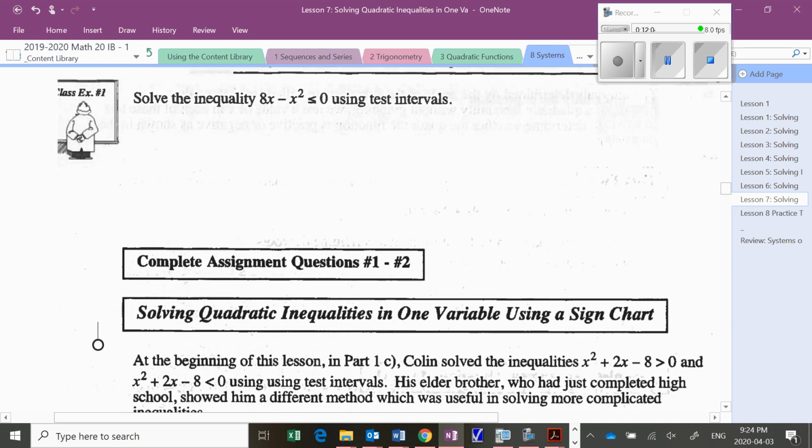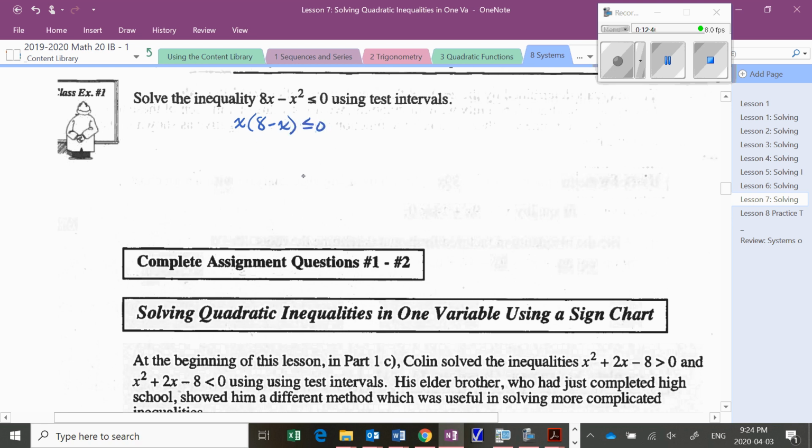Okay, so solving the inequality 8x minus x squared less than or equal to 0 using test intervals. So again, first thing that we want to do is factor that quadratic. That tells us what our x-intercepts are, what our roots are, and therefore tells us where our intervals are. So in this particular case, we can just factor out an x. So we have x times 8 minus x less than or equal to 0.